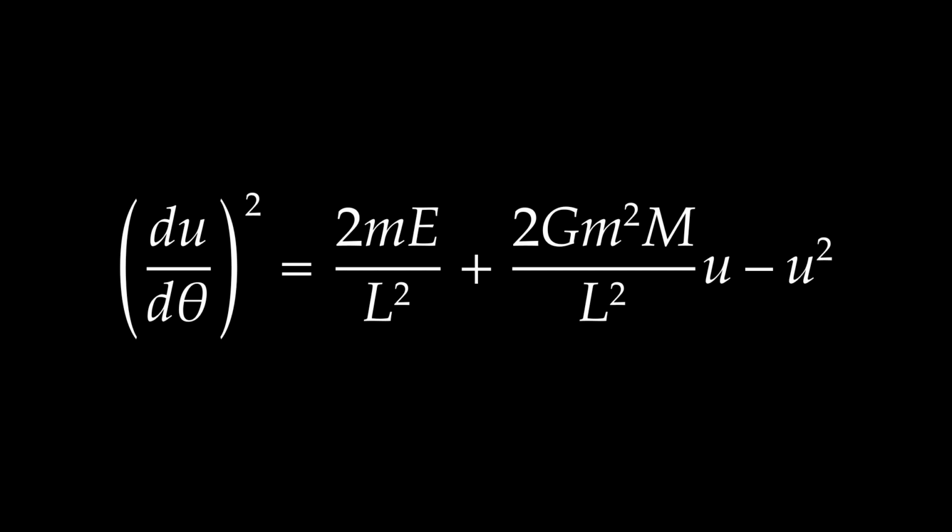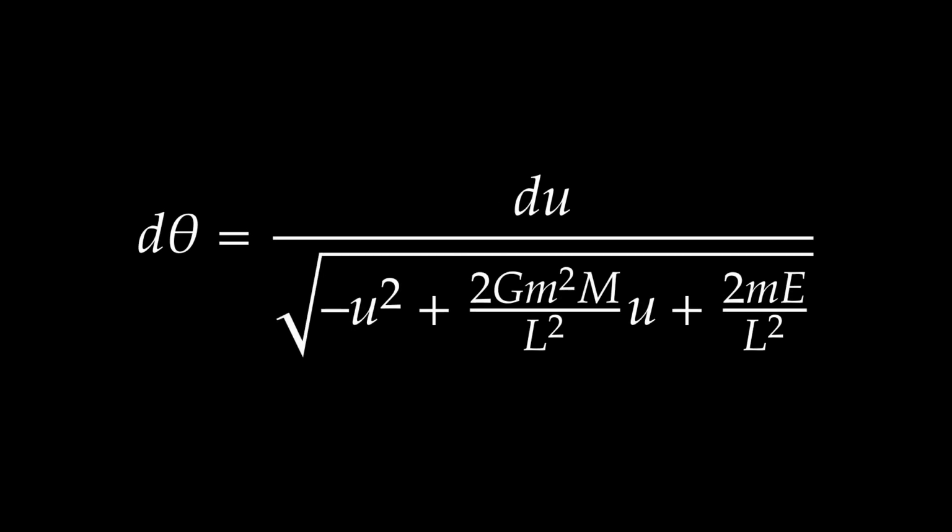I'm going to take advantage of that and rearrange terms a little bit, because it's time for me to put this in a form that I can integrate. And so I want d theta on one side, and I want du on the other side of my expression. So what I'll do is take the square root of both sides, obviously, and invert it, so that d theta is equal to the square root.